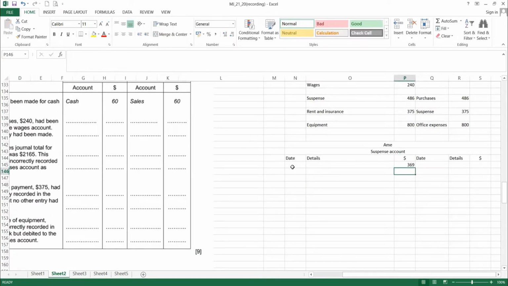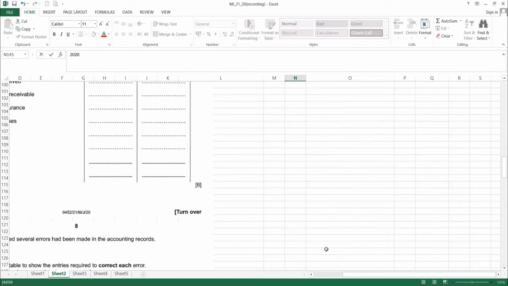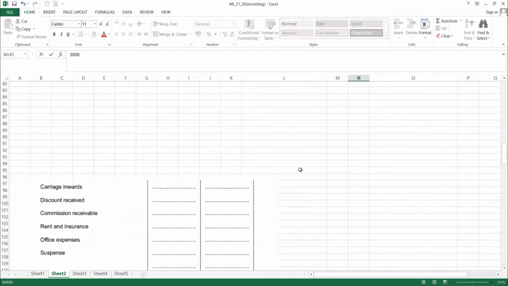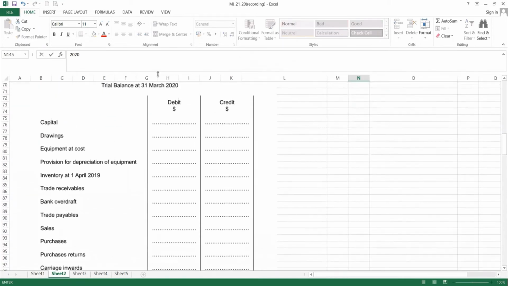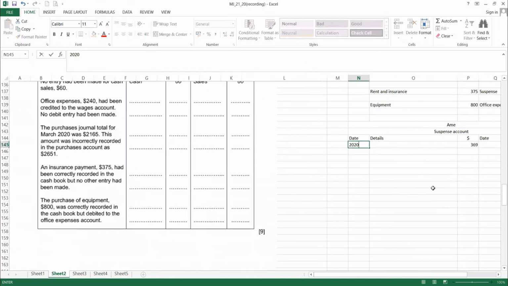So we put into the debit side 369. And here, because the financial year is 2020, we put in based on the last day of the transaction that we made. Let me see what is the financial year. Okay, so 31st March 2020. We put March 31st. Okay, balance brought down. This is the beginning, 369.